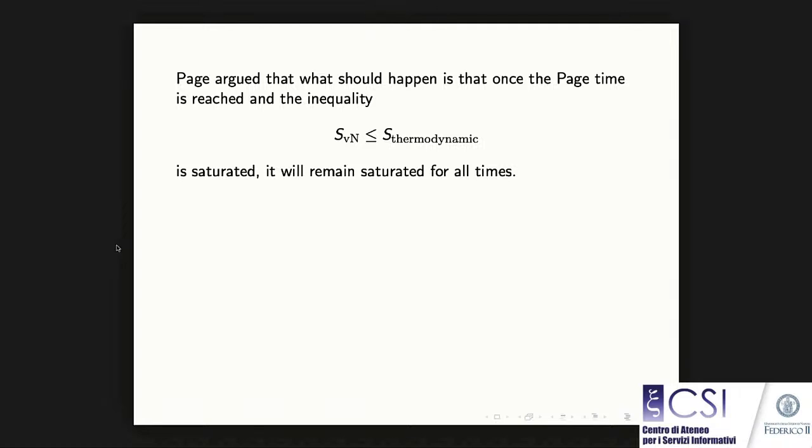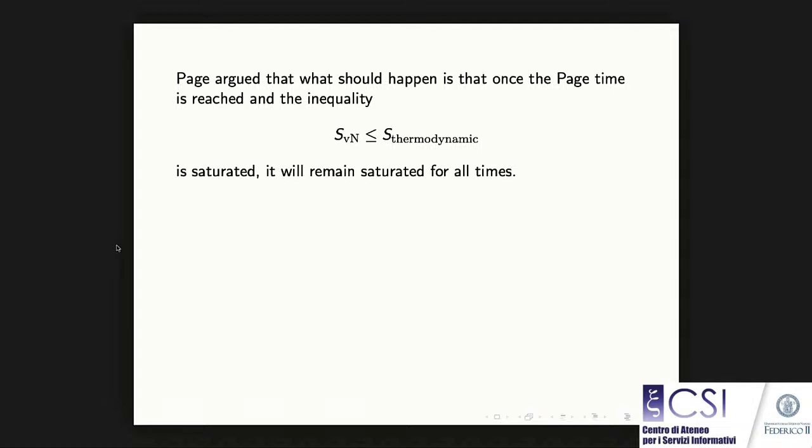So Page argued on physical grounds that what must happen is that once the Page time is reached and the inequality is saturated, it will remain saturated for all times. I think you can motivate Page's reasoning as follows. Remember, the black hole formed in a low entropy state, but it looked thermal from the outside. As I said at the very beginning of the first half of the lecture, it's very, very difficult to distinguish a typical microstate drawn from a microcanonical ensemble from true thermal equilibrium. The microphysics is some detailed quantum state, but the macroscopic properties are the same as in equilibrium. So the black hole apparently was born like that. It was born in a low entropy state, but it emitted as if it was in thermal equilibrium.